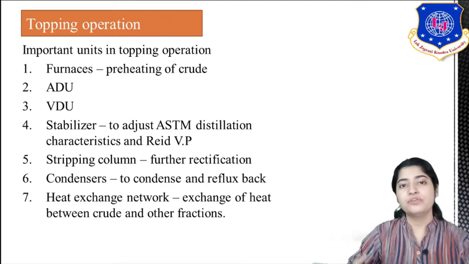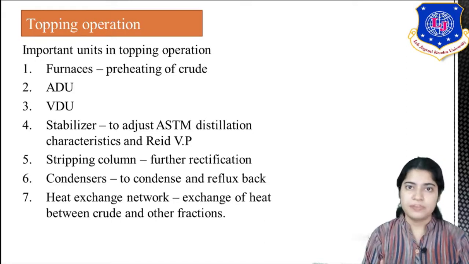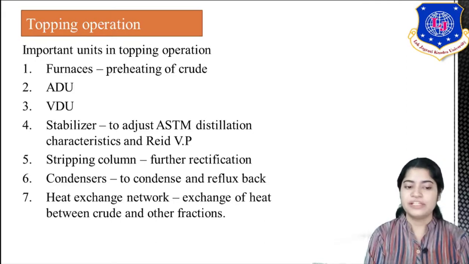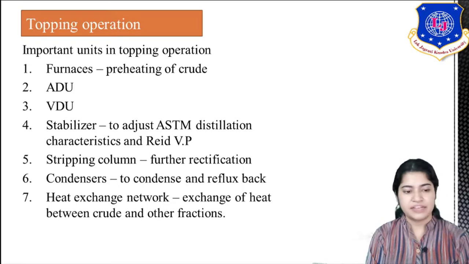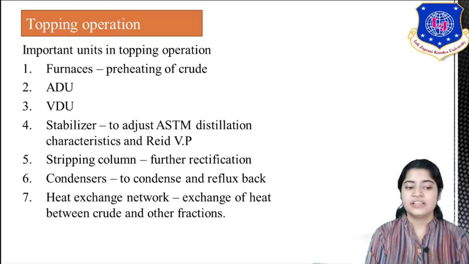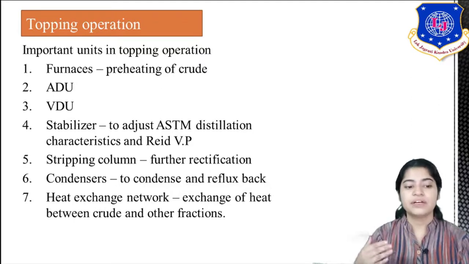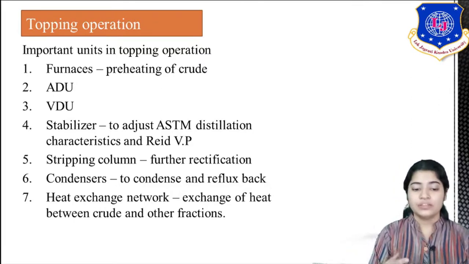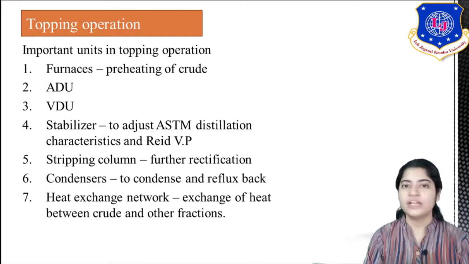Okay, the topmost fraction, the highly volatile component which you get in your ADU, the purpose is to let those fractions stabilize. Okay. Fifth one is the stripping column. We saw it is for further rectification. Then the condenser is to condense and reflux. Seventh here, the new thing which you will study in topping operation is the heat exchange network. Hence analysis. What is the use of it? It is to exchange heat between crude and other fractions.